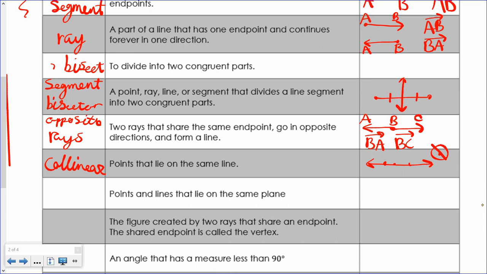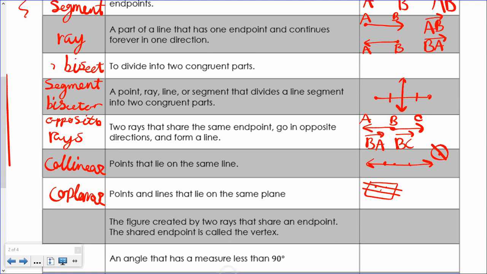All right, what about points and lines that lie on the same plane? Coplanar. All right, this is going to be hard to draw. You guys have like a plane. We have points that are on the same plane, lines that are on the same plane. You can draw that however you want. It's really complicated because it's 3D.